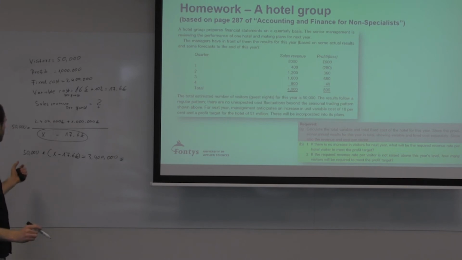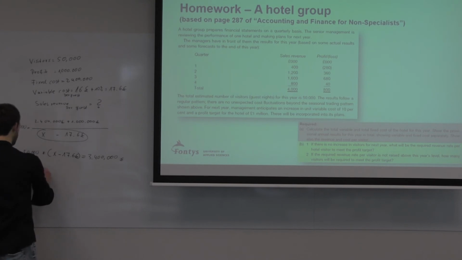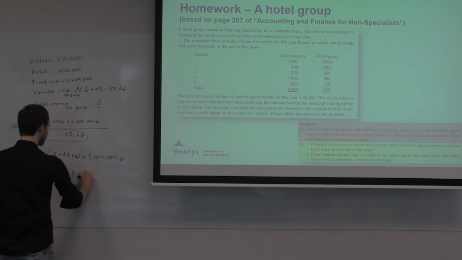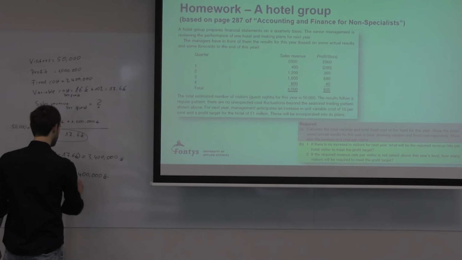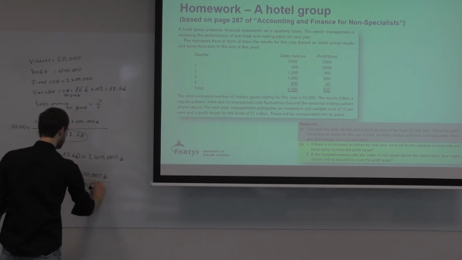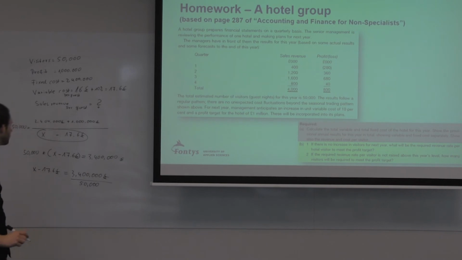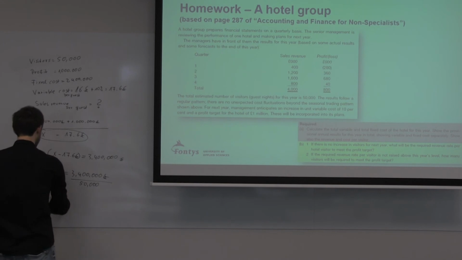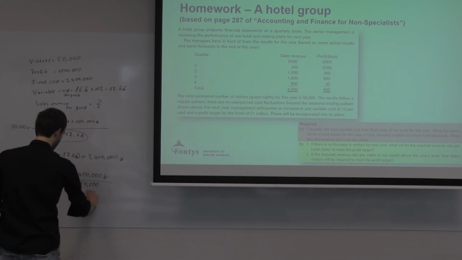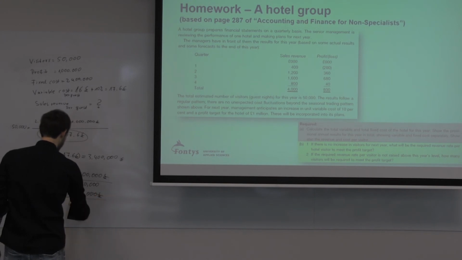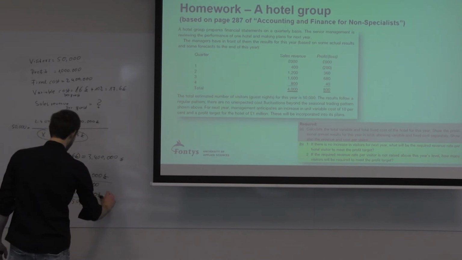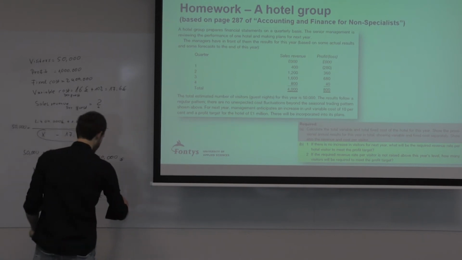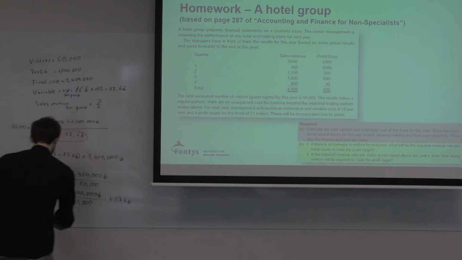So now what do we do to get further? We simply divide by 50,000. So then we have X minus 17.6 pounds equal to 3.4 million divided by 50,000 guests. And then the final thing we have to do is to add the 17.6, because then we bring it to the other side. So then it's 3.4 million divided by 50,000 plus the 17.6 pounds that we had before on the other side. And this gives our X.